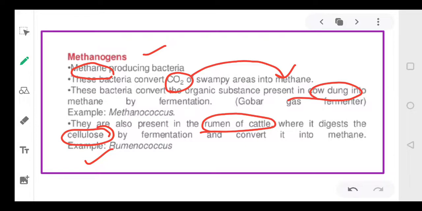Again I'm repeating, methanogens are the bacteria which produce methane. They convert carbon dioxide into methane, and this methane is released into the air. These bacteria are present in cow dung and in the rumen of cattle, and they bring about the fermentation process in both cases and release methane into the air.